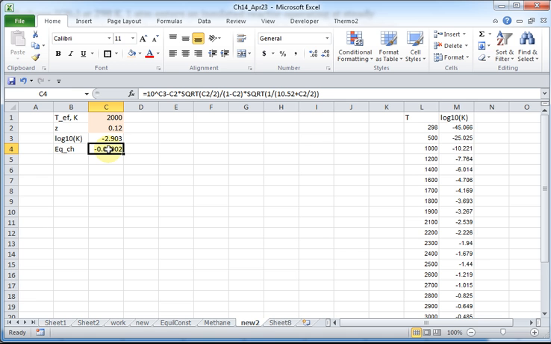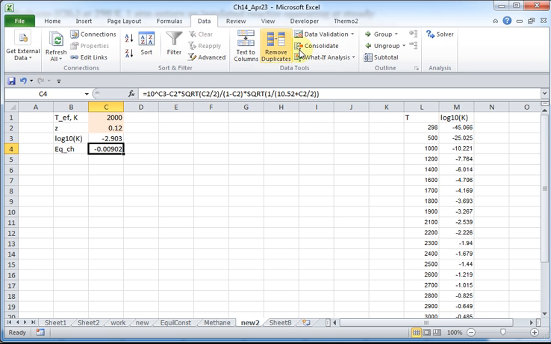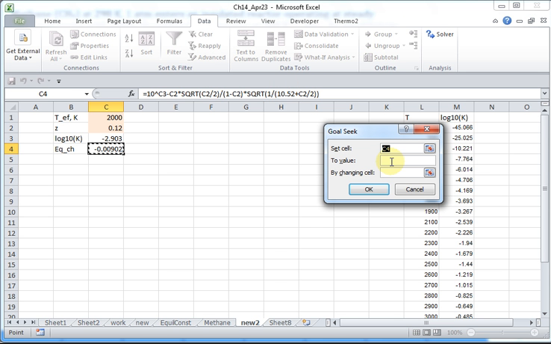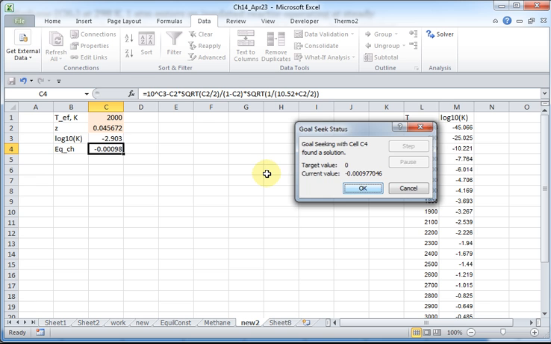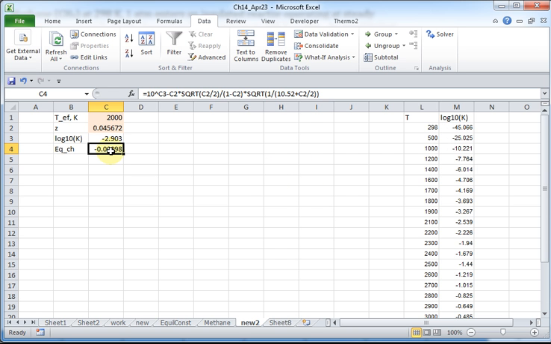If I want to find the z that makes the chemical equilibrium equation balanced, I would go under the Data tab, go under What If Analysis, go under Goal Seek, and say this cell C4, it's given this dialog box right here, I want to set that value to 0 by changing this value right here, and it'll iterate, and Excel says that's close enough to 0.